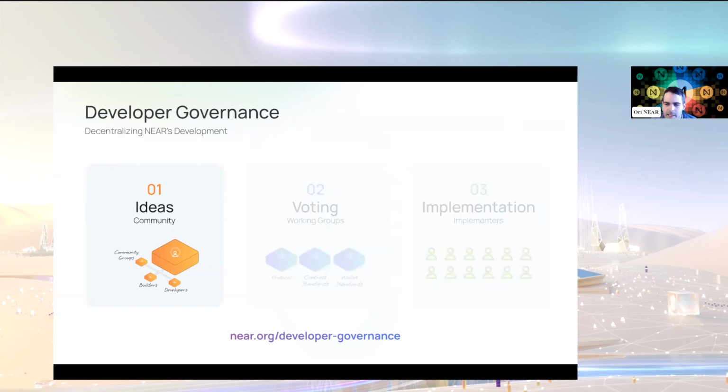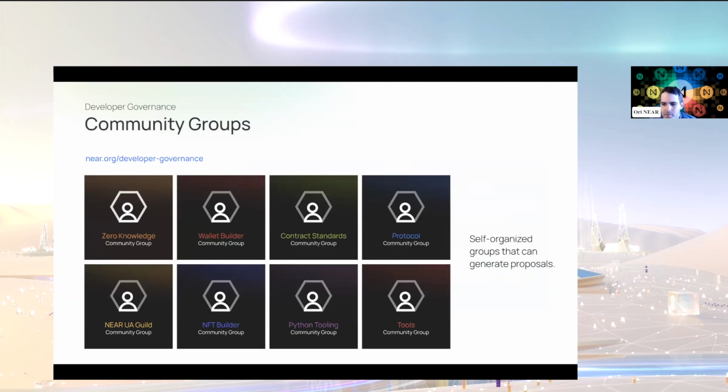So first, ideas. Anyone can submit an idea for improving the protocol or standards. And it starts with the community, from individual builders and developers to groups. And there have been several community groups that have self-organized around various topics of interest, such as zero knowledge, wallet standards, and others. And many of them have already been meeting regularly. They've started Telegram channels to communicate. And you're welcome to join any of these community groups or to start one yourself. You can learn more on near.org/developer governance.